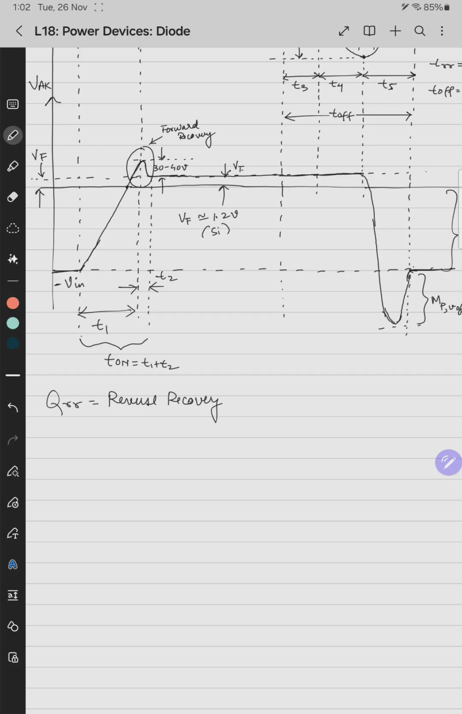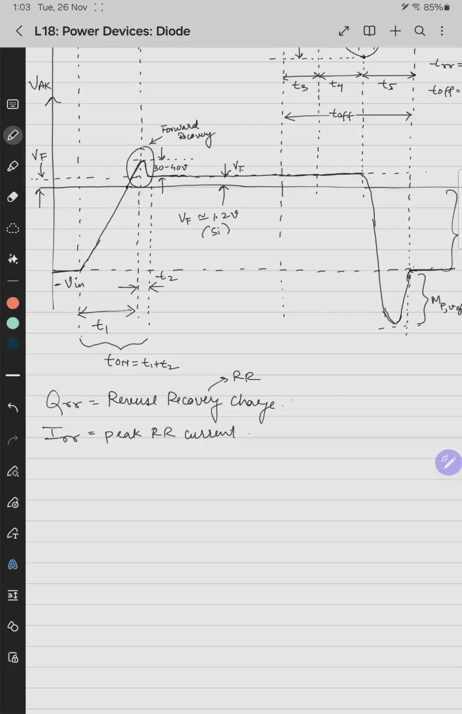Forward recovery is the time needed for the charge carriers to form the necessary barrier during turn on, and reverse recovery is the same during turn off. So QRR is the reverse recovery charge. IRR is the peak reverse recovery current. Thus IRR is the peak reverse recovery current.